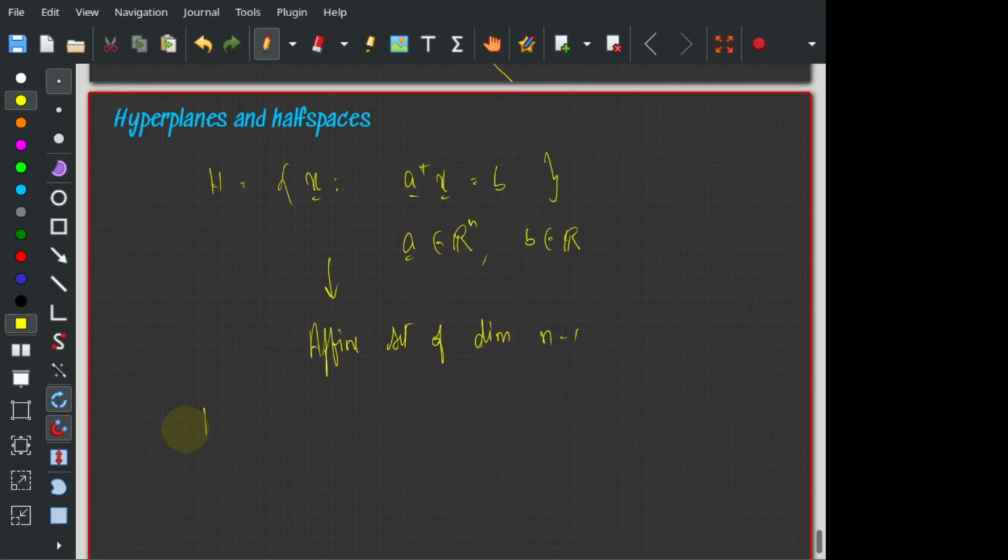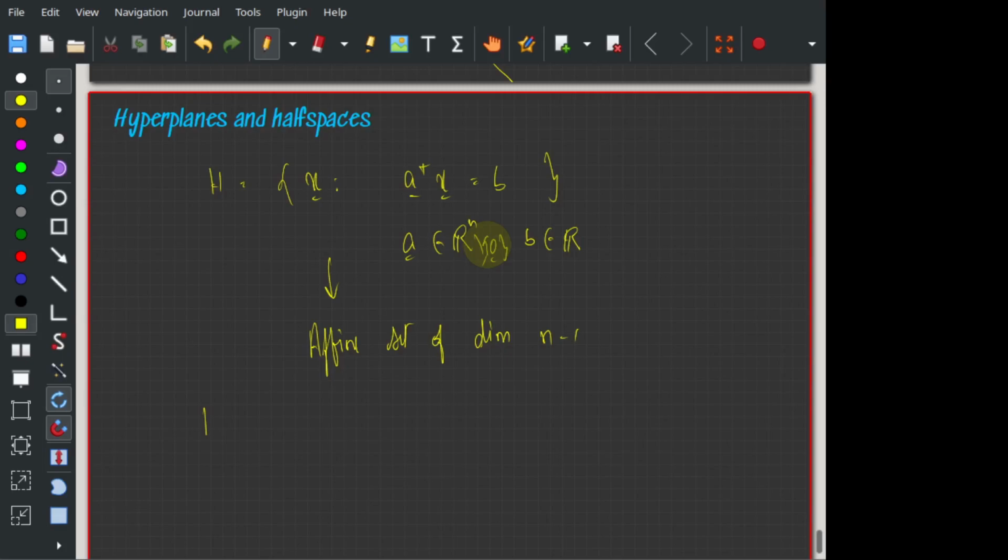Can it be inconsistent? How? Okay, A is 0, B is non-zero. So let's assume that at least A is a non-zero vector. Maybe I should have said that this is a non-zero vector. Okay, let's avoid that particular situation.